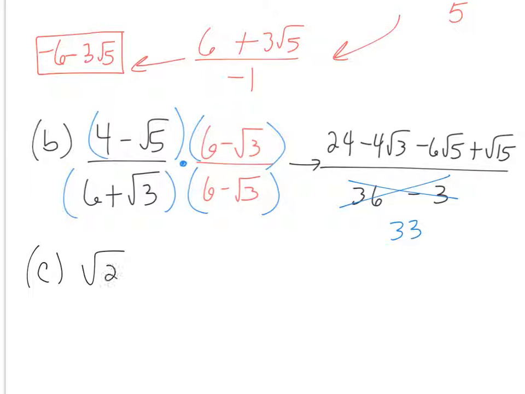Part C is no different than what we've been doing, except we have all radicals now. But recognize that the radicals are individually placed. They're not over the entire numerator or the entire denominator.